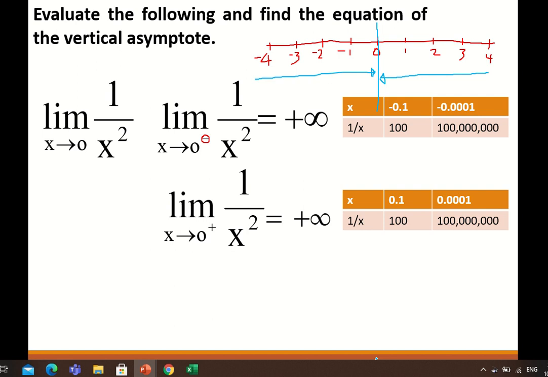Since the left hand limit and the right hand limit both exist and are equal, we can say that the limit of the function 1 over x squared as x approaches 0 exists, and the value of that is infinity, which is positive. Okay, so I hope that's clear.